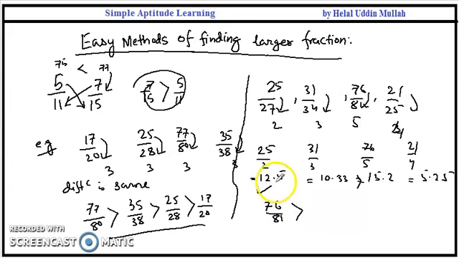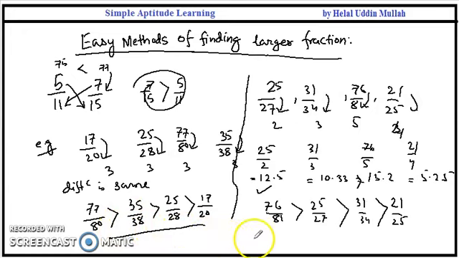Next, 12.5 is associated with 25 by 27. Next, 10.33 is associated with 31 by 34. Next, the smallest value is 5.25, which is associated with the fraction 21 by 25. So in this way we can find the order of fractions in descending or ascending order, where the difference of numerator and denominator is not equal for all the fractions.